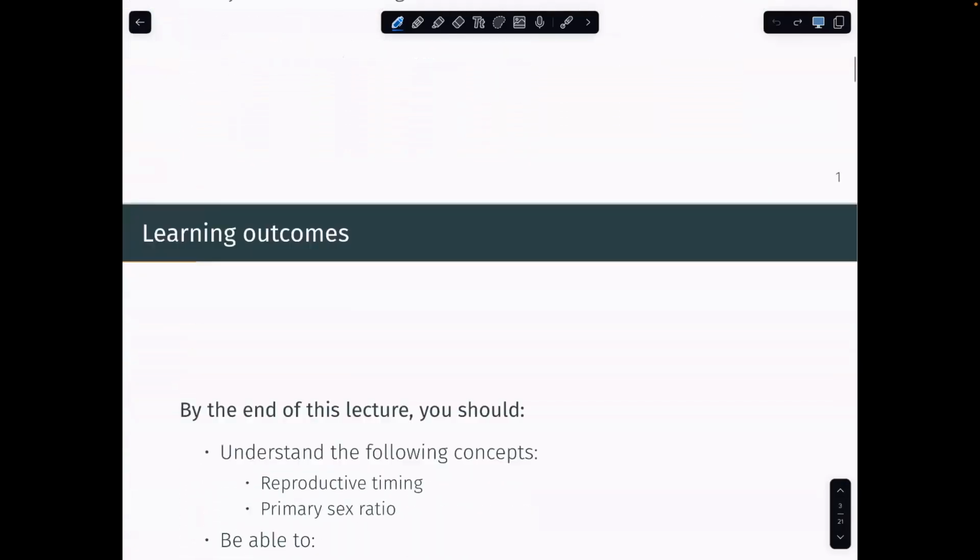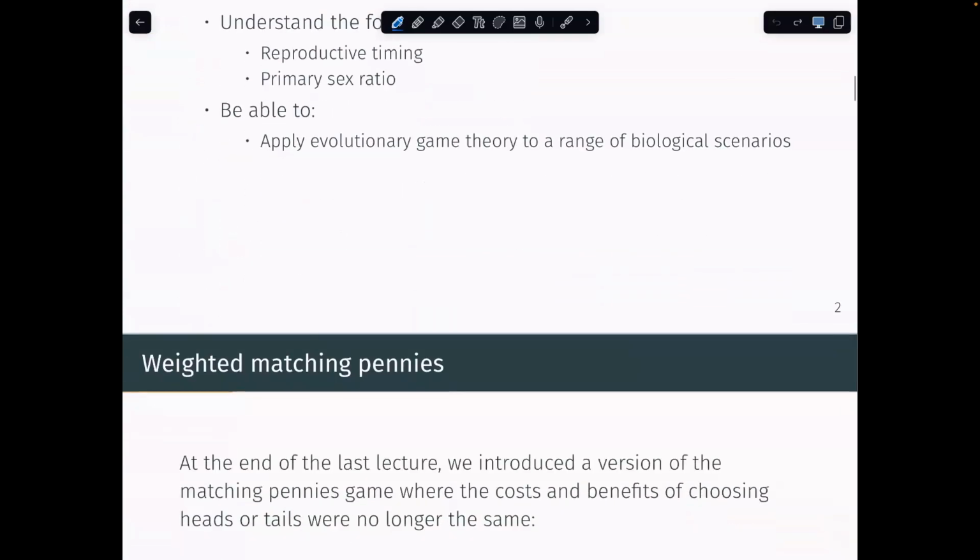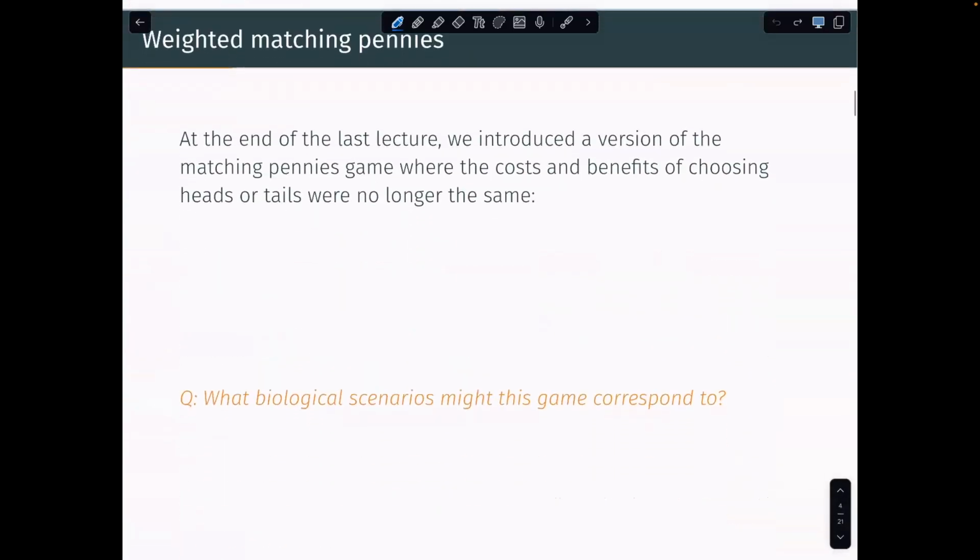Okay, so let's dig in. There's a few different scenarios that we're going to be talking about. You don't need to worry too much about the biology. A couple of different biological contexts that we'll discuss today are timing of reproduction and primary sex ratio. I'll get onto those when we actually discuss them.